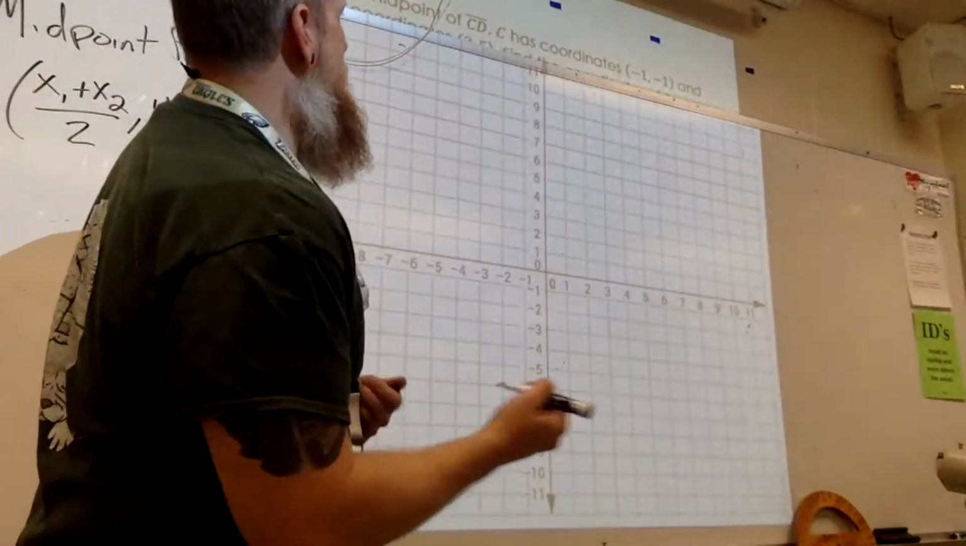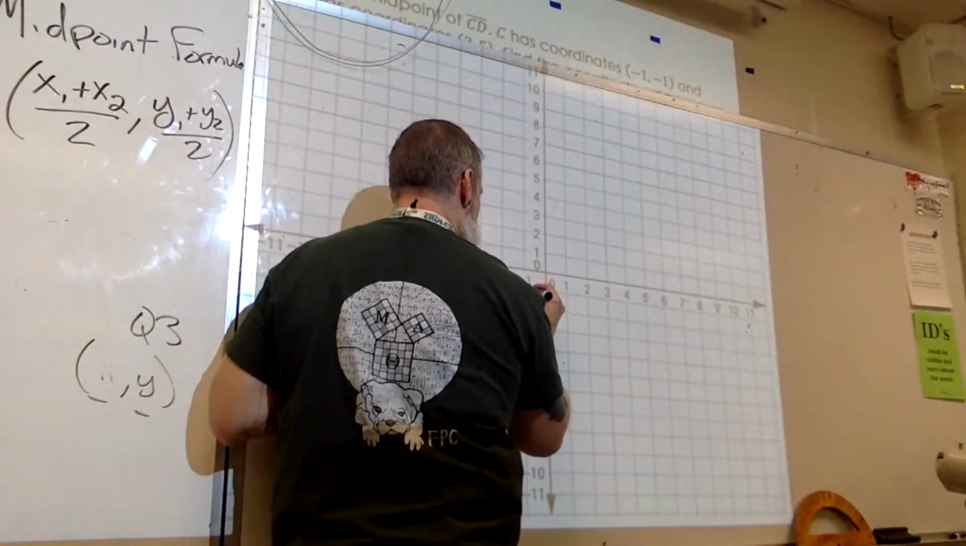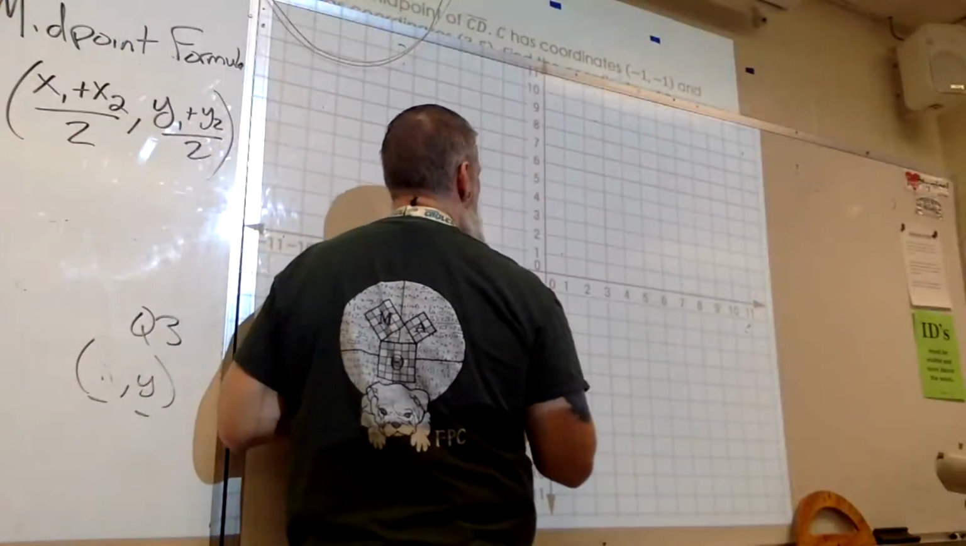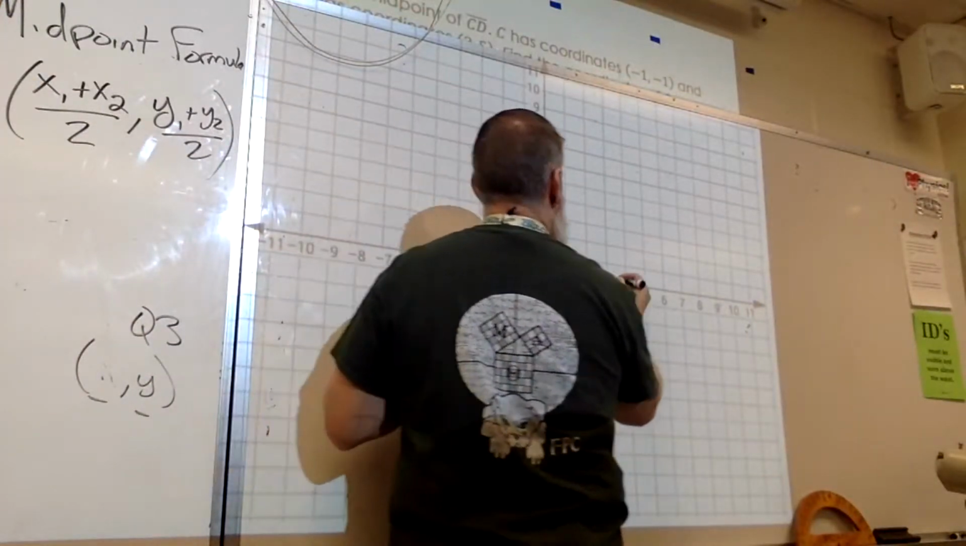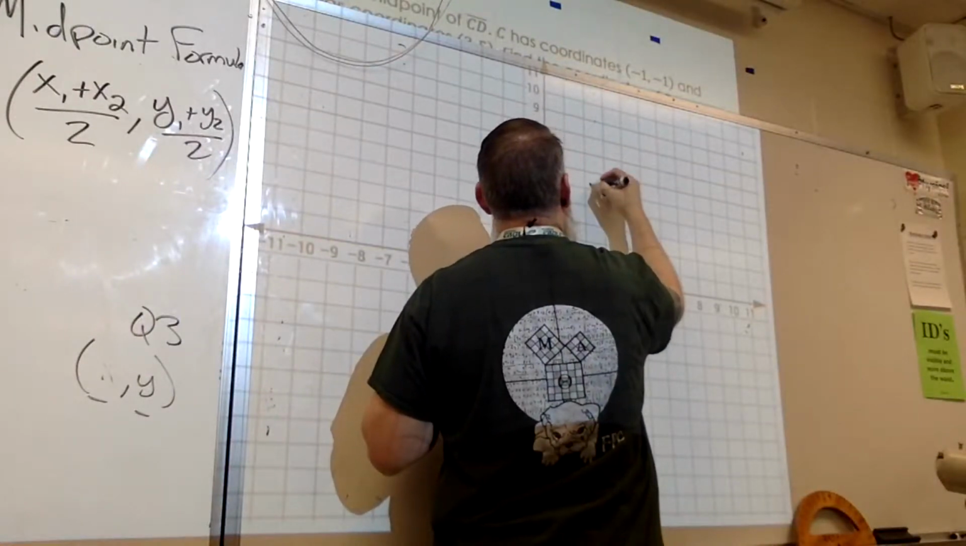The coordinates for C, -1, -1. What's the midpoint? Coordinates 5.